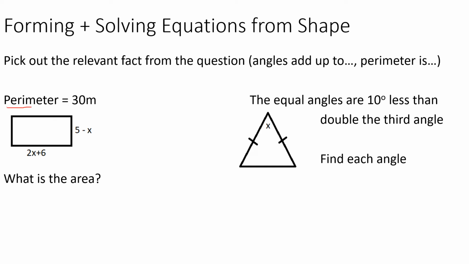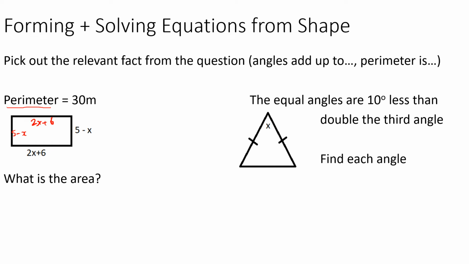So in this question we're told the perimeter is 30. Perimeter is the distance all the way around, so we should make sure that we know the distance all around. That's actually 2x plus 6, and that's another 5 minus x. We're assuming this is a rectangle. Question is, what is the area?